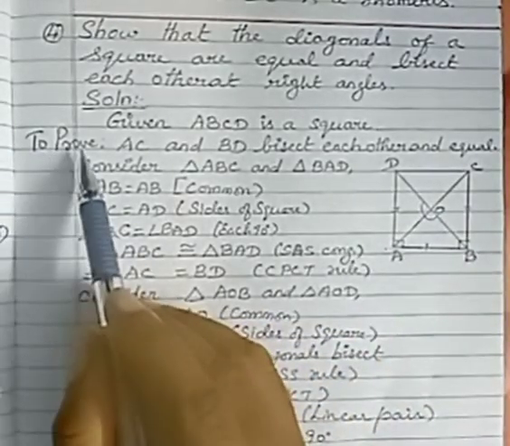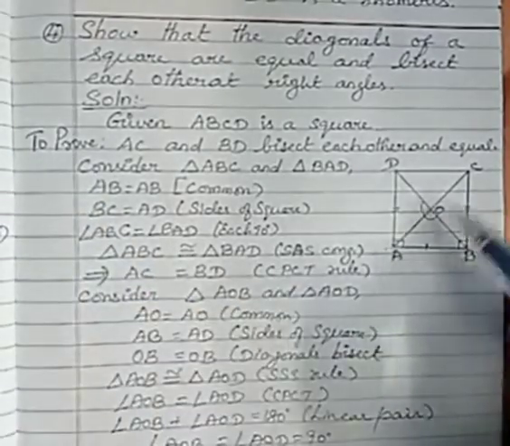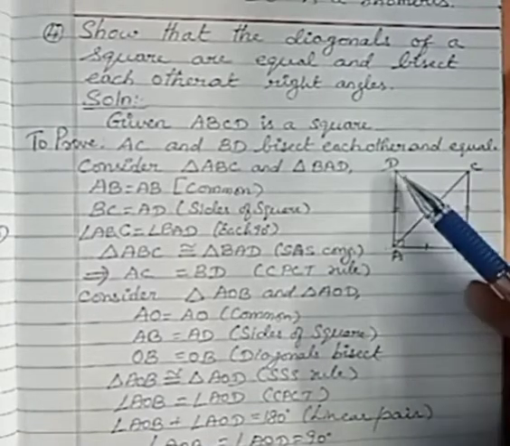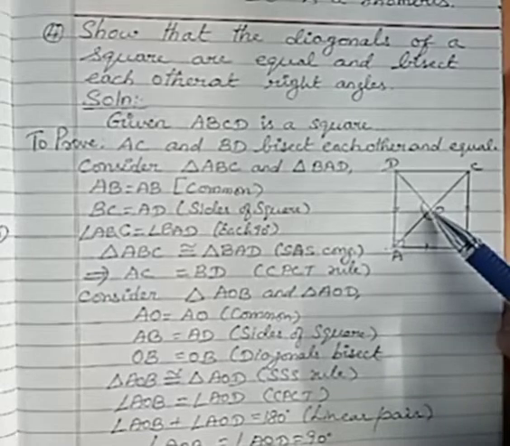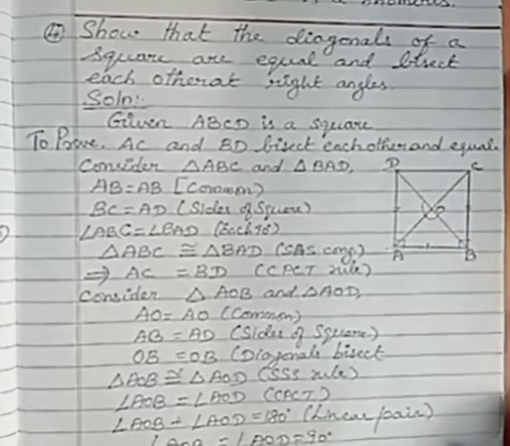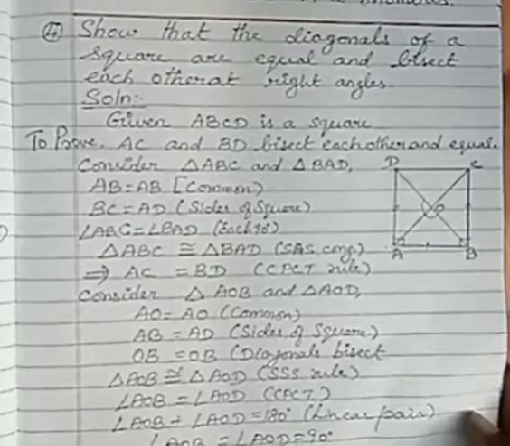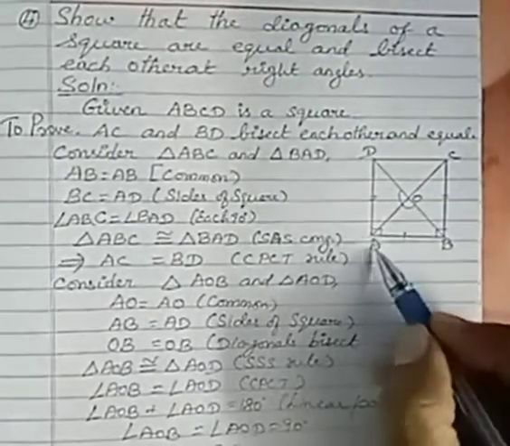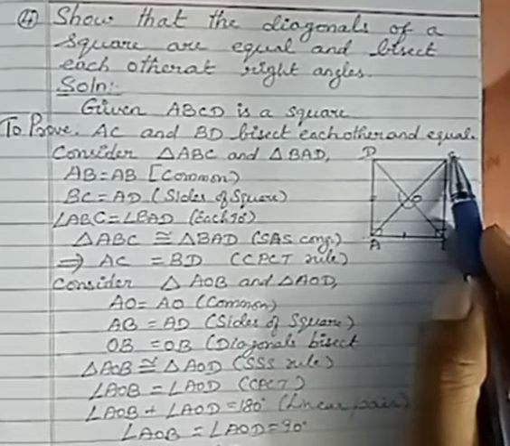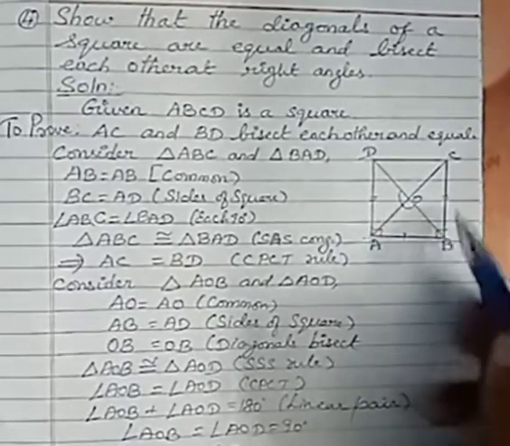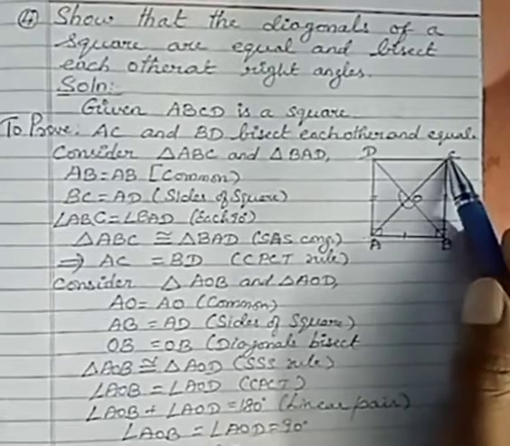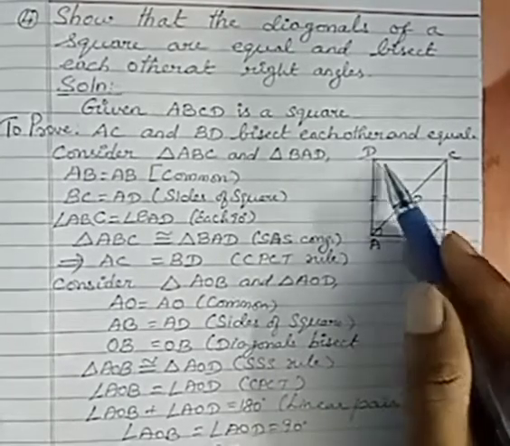So what do we have to prove? The diagonals AC and BD intersect each other and they are equal. This is what we have to prove. So first consider triangle ABC and triangle BAD. Consider these two triangles, ABC and BAD.